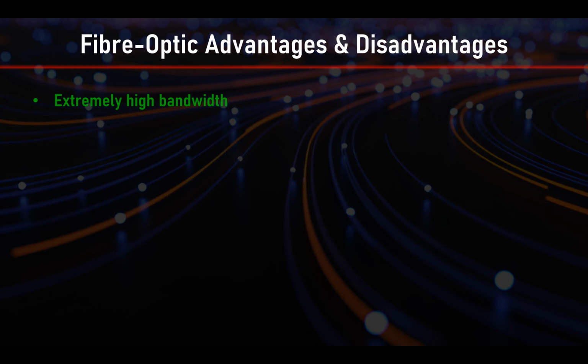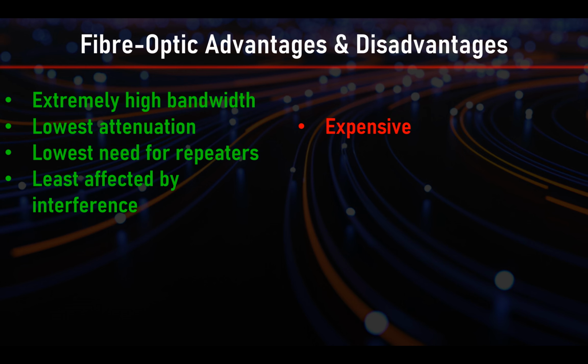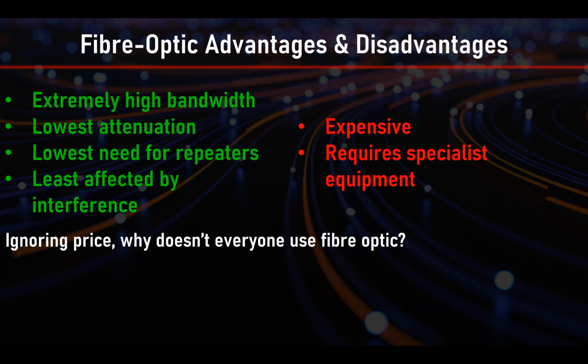All right. So as mentioned, high bandwidth, low attenuation, low need for repeaters, least affected by interference. However, the disadvantage is that it's expensive. Also this is going to require specialist equipment. And I think generally it's also going to require more specialist expertise to set up. So if you're a maintenance person or an engineer, I think it's easier to set up twisted pair or coaxial compared with fiber optic.